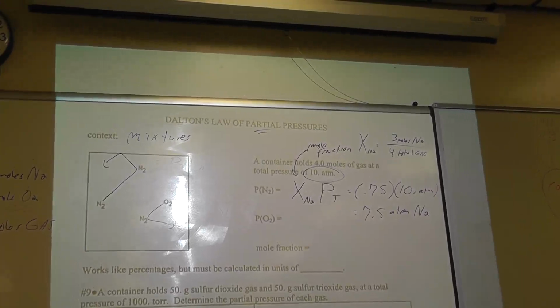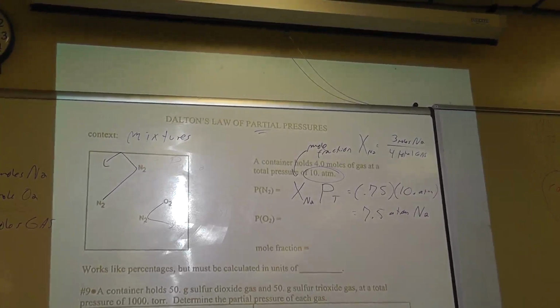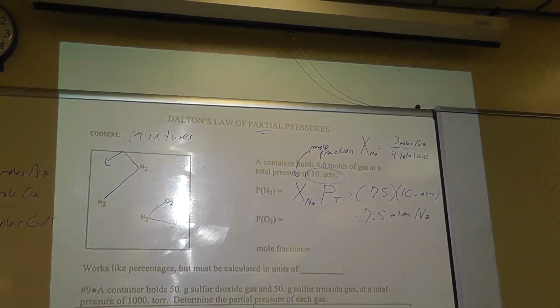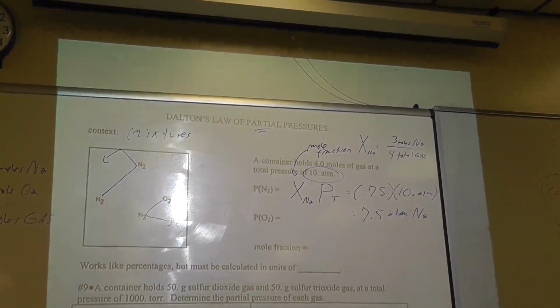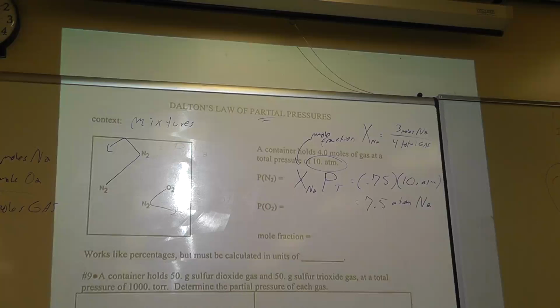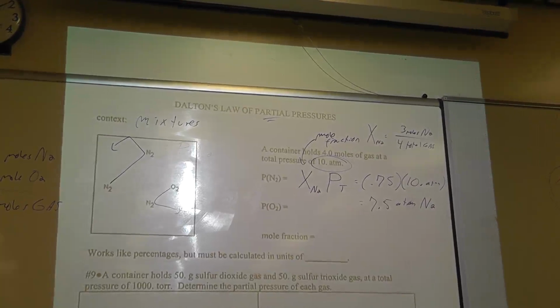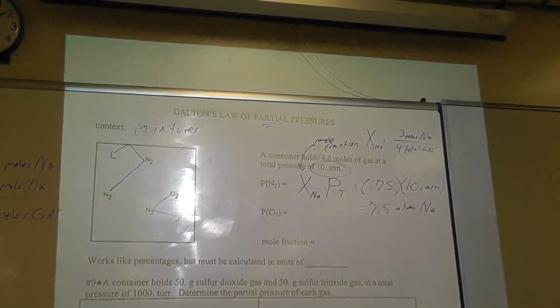Dalton's law is percentages. And you've been doing percentages for a very long time in math, probably middle school, right? This is no different, except you've got to make sure that you do your percentages, so to speak, in moles. If you're given gram data, you convert them to moles. You've got to set up that mole fraction in mole units.